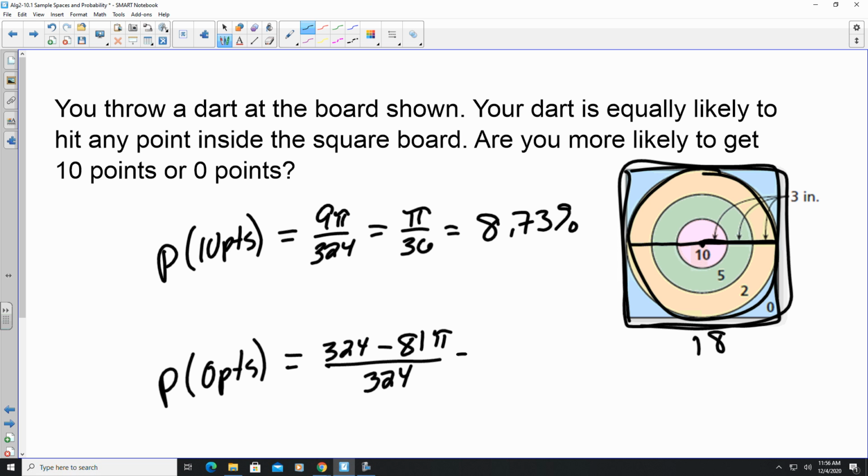Doing some reducing, 81 and 324 are both divisible by 81, so I can reduce this to 4 minus pi, all divided by 4. Using 3.14 as pi, you get a percentage of about 21.5%. Since 21.5% is larger than 8.73%, it is more likely that you would receive 0 points.